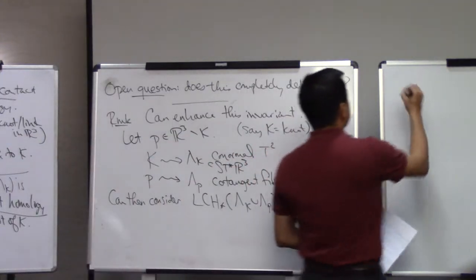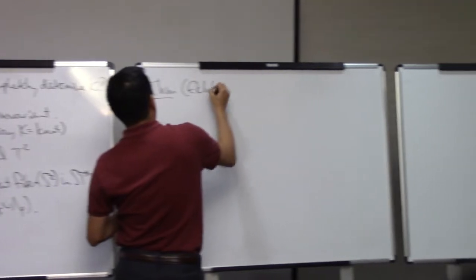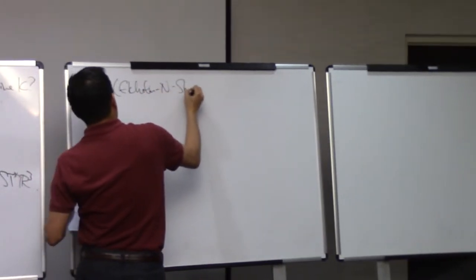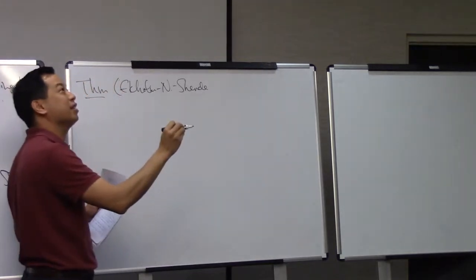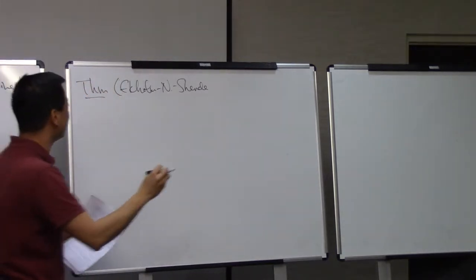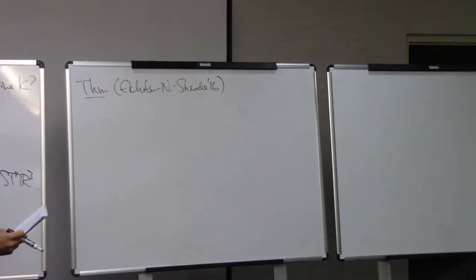So here's a theorem from, I guess, last year. Last year is no longer last year, 2 years ago. It's still January, right? I can make this mistake.